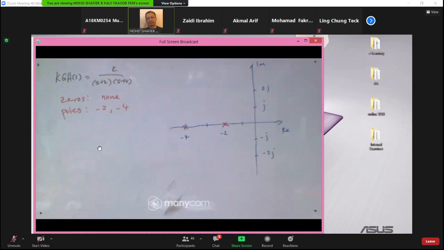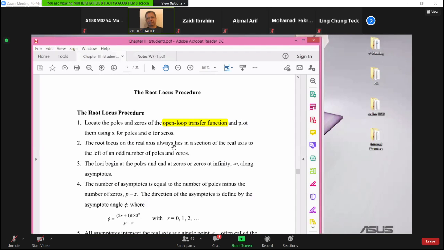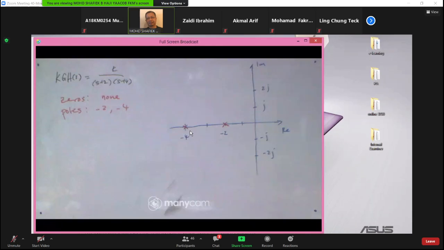Let's read that again. The root locus on the real axis, we are just talking about the real axis, lies in the section of the real axis to the left of an odd number of poles and zeros. So this is the first one, which is odd. To the left of that, we're going to have a locus. This is even, the second pole. To the left of that, we have no root locus there. So we know that in this region, you're going to have a root locus. I'm going to draw it with a red line.